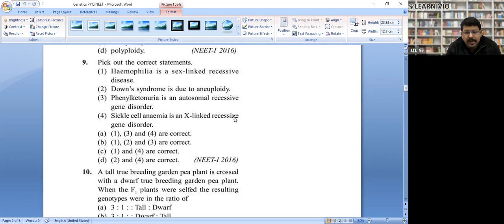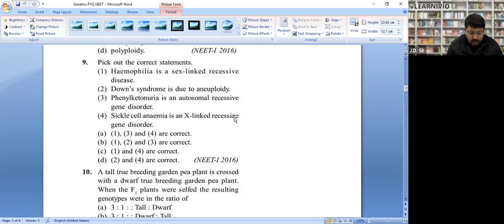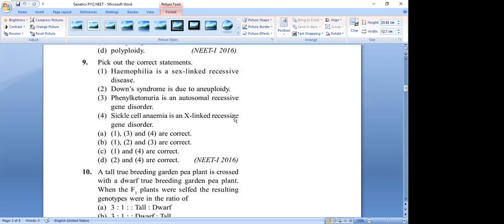Sickle cell anemia is not a sex-linked characteristic. Sickle cell anemia is an autosomal disease. Isn't it correct? Color blindness is. Wait, sir, I don't think the fourth one is right because it's saying sickle cell anemia is an X-linked recessive gene disorder. X-linked. So is it a sex-linked disorder? No, it's not.